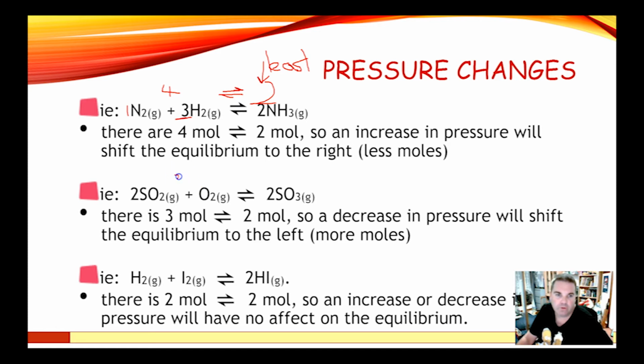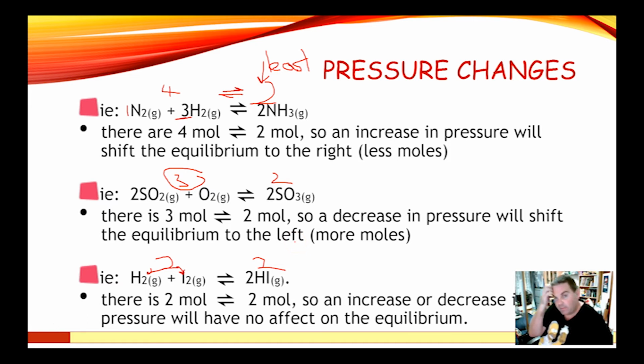Here we've got 3 moles in equilibrium with 2, and so a decrease in pressure is going to favour the side with the most number of moles, which is 3, so it's going to favour the left reaction. It's going to shift to the left. Here we've got 2 moles, which is 1 and 1 there, in equilibrium with 2 moles, so pressure is not going to have an impact upon this at all.